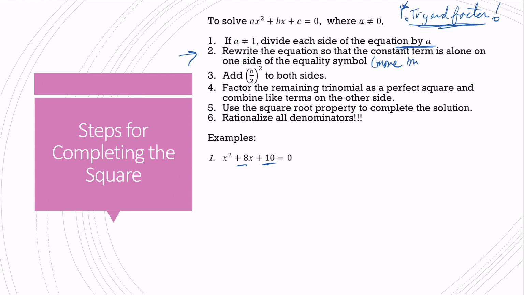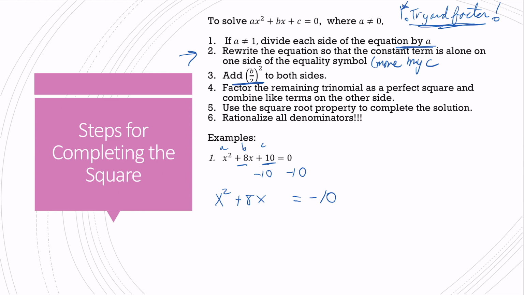I'm going to do that by subtracting 10 from both sides because 10 was our c. We've got a, b, c. That leaves me with x squared plus 8x equals negative 10. Now we're going to add b over 2 squared to both sides. We have to add it to both sides because this is an equation, and what we do to one side, we have to do to the other.